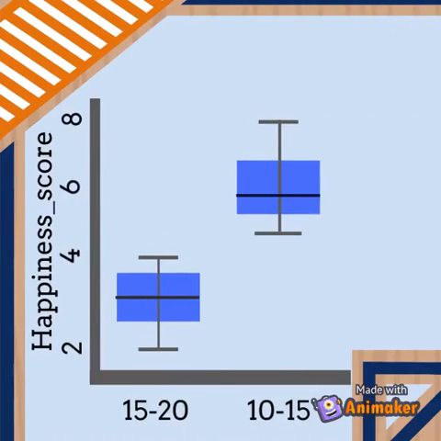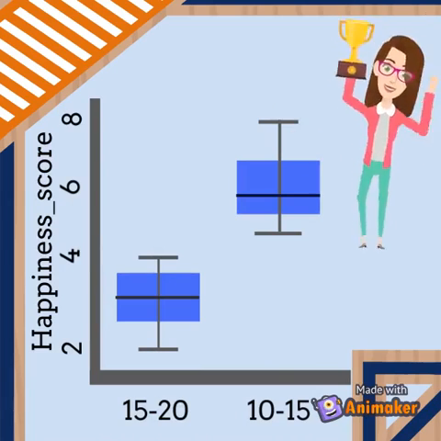And this is how simple layering with ggplot works. You can now say that 10 to 15-year-olds appear happier than 15 to 20-year-olds in our data.